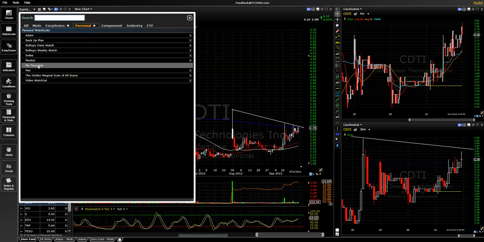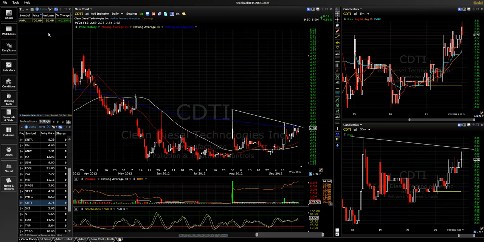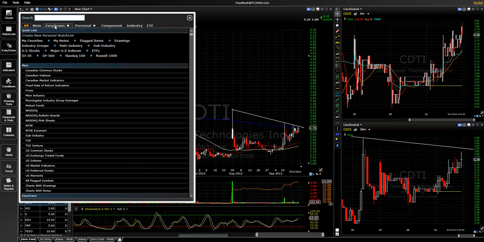Okay, and then we have the pen. That's where Adam likes to stick all his. I'll check Adam's too. And of course, then we have the golden magical scan of all scans. This is the one you go to if you only want winners. Oh, there's nothing in it. It's empty. Sorry, you got to do the work. You got to scan every night.